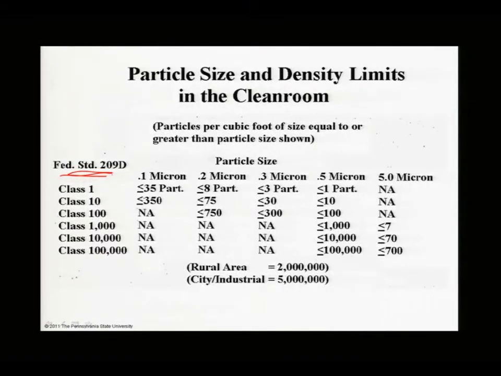And just to review, if a clean room is Class 1, then there are no more than 35 particles of 100 nanometers diameter or larger. And of those 35 particles, it can't be more than 8 that are 200 nanometers in diameter. And it can't be more than 3 that are 300 nanometers in diameter. And there can't be more than 1 that's a half a micron, that is 500 nanometers in diameter. And there can't be any up here.